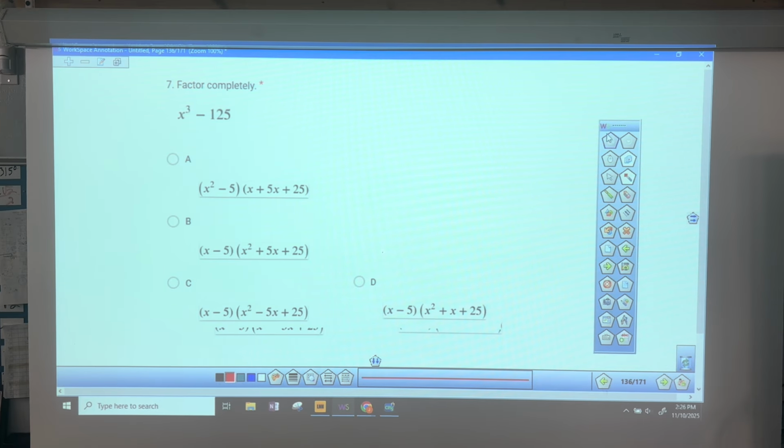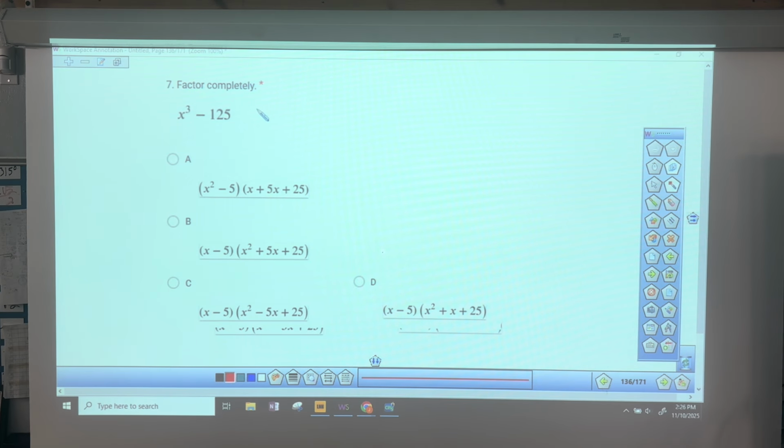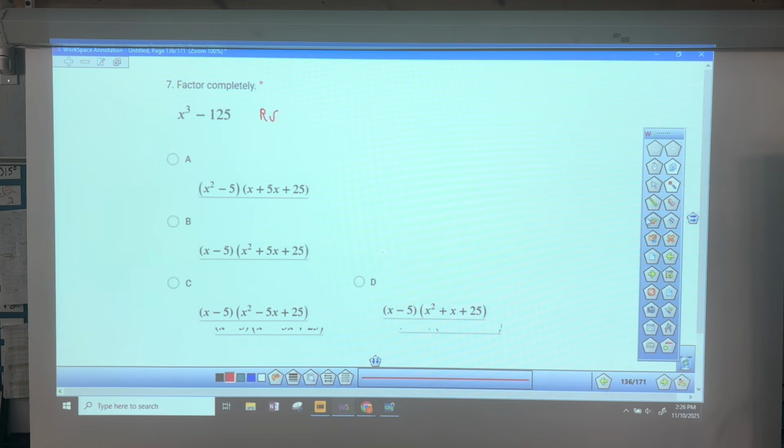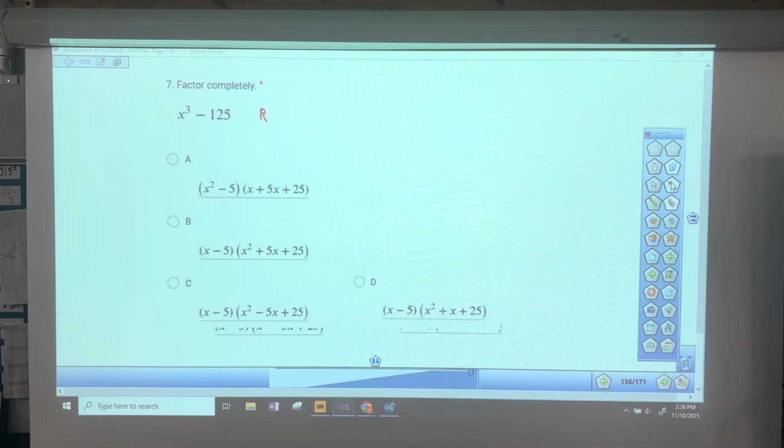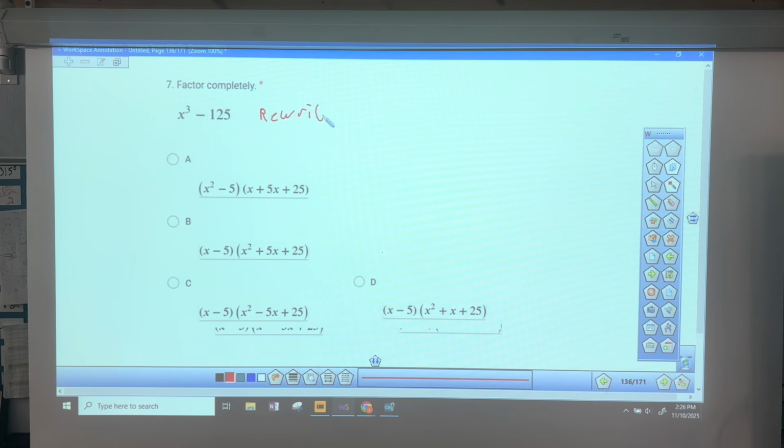For this one, we're going to want to look at our list of cubes. So we're going to rewrite it as two perfect cubes. So that's x cubed minus what cubed equals 125. That would be 5. And then we're going to use SOAP. SOAP stands for same, opposite, always positive. So I'm going to put a small parentheses underneath the original. And the sign is going to stay the same. Then change to the opposite, negative. And then always positive in the back.